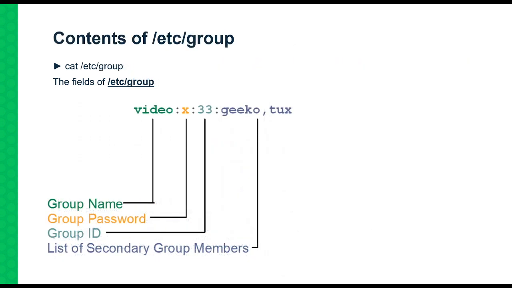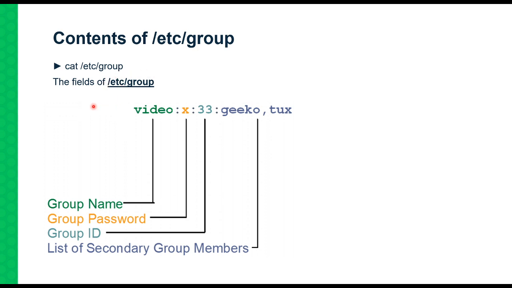Let's look at the contents of the etc group. This is where all our group information gets stored. So to view the etc contents, we'll go cat /etc/group. So we can view the contents thereof.